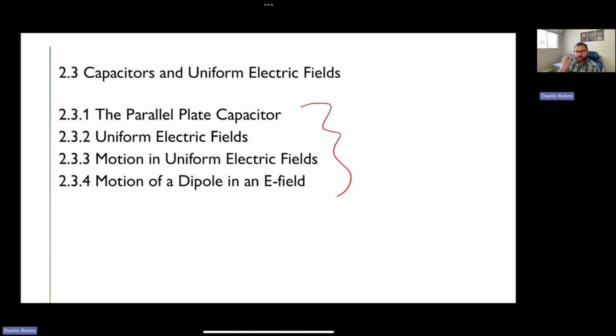Not a lot here. Just four topics. One of these is huge. This first one, 2.3.1, has a lot of math in it. We're going to walk through another derivation of a continuous charge distribution and then use that toward understanding these parallel plate capacitors.